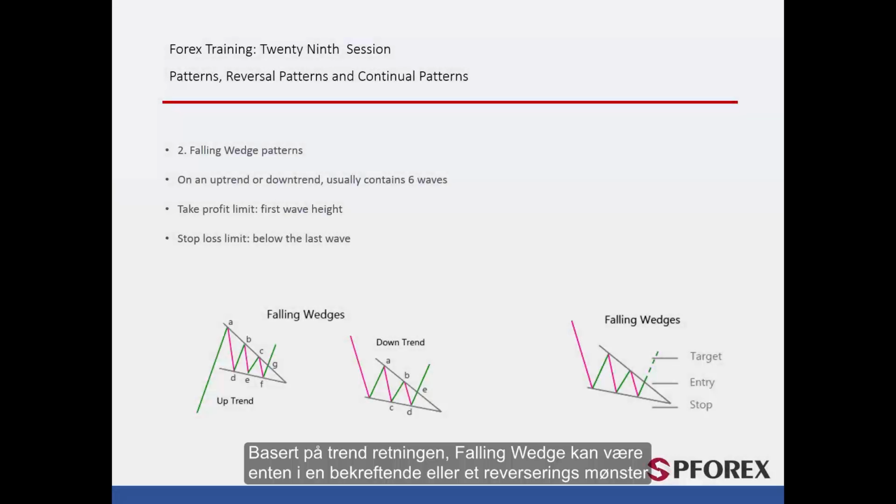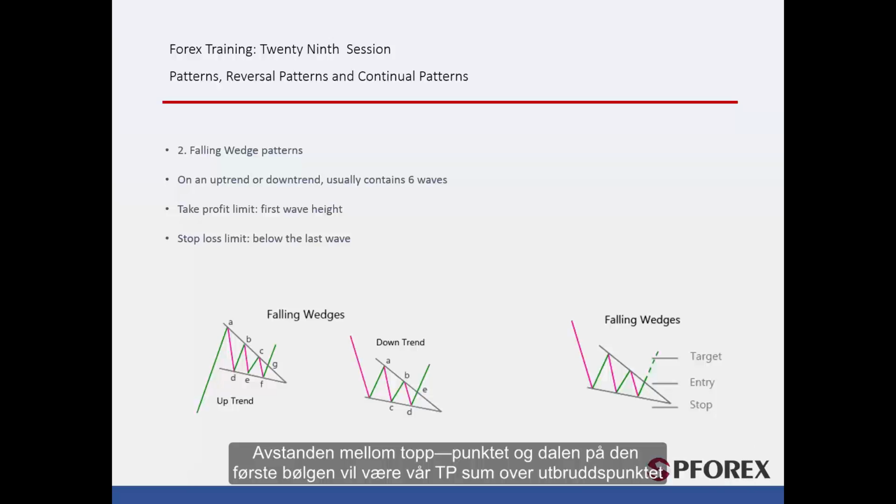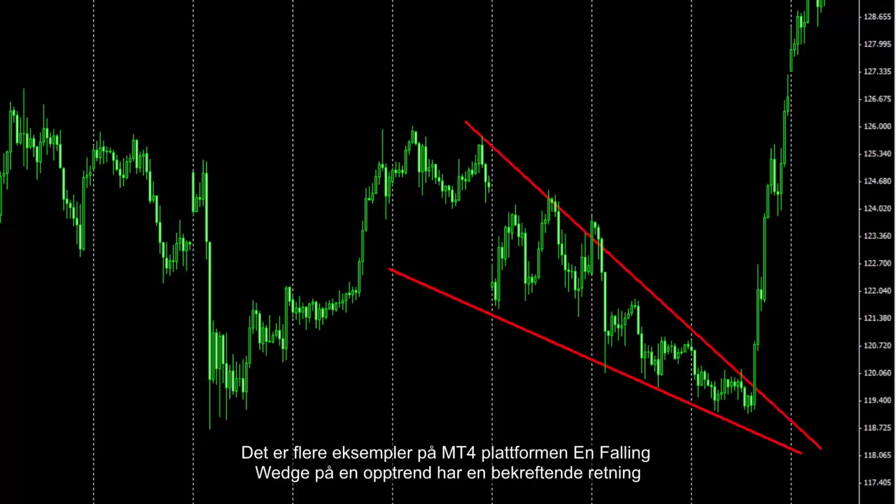Falling wedge. On the basis of a trend direction, falling wedge can be agreeing or a reverse pattern. If it is formed on a downtrend, then it would be a reversal pattern, while on an uptrend it would be a continual pattern. The distance between the peak and the valley of the first wave could be our TP amount above the breakout point. The distance between the peak and the valley of the last wave would be our SL amount below the breakout or entry price. There are several examples on the MetaTrader 4 platform.